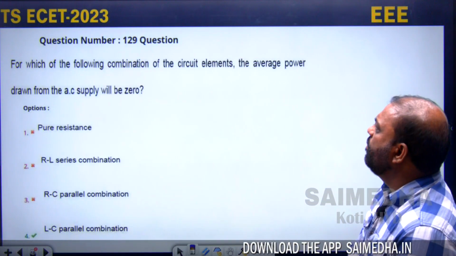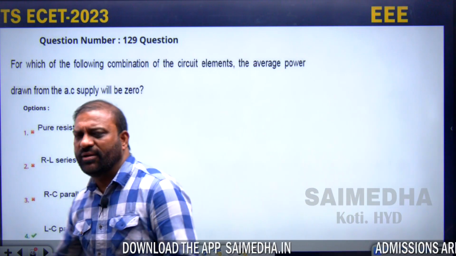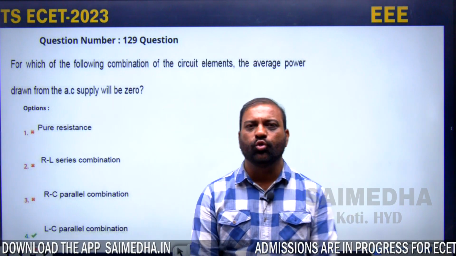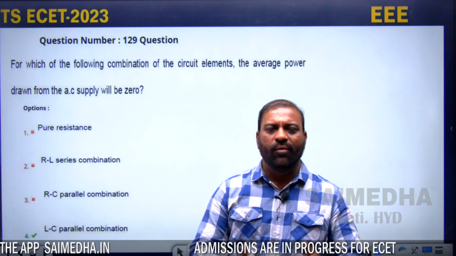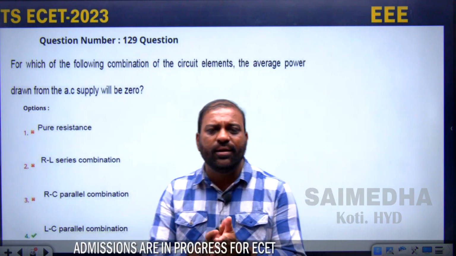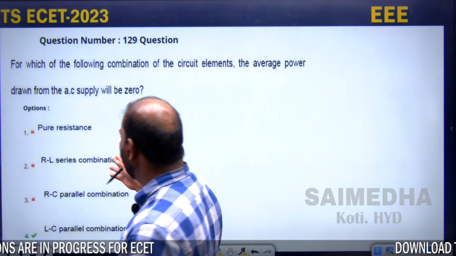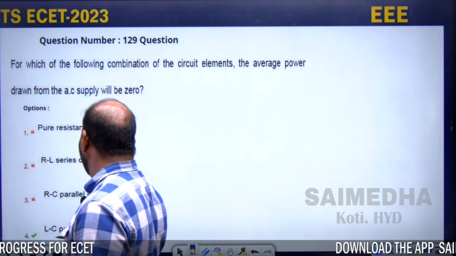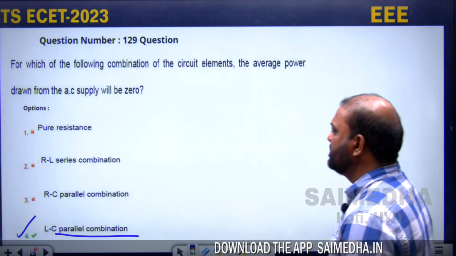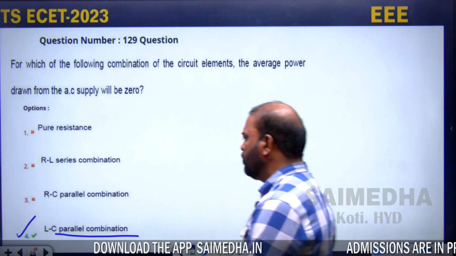For which of the following combinations of circuit elements will the average power drawn from the AC supply be 0? Generally, the power dissipated by a pure inductor is always 0. The power dissipated by a pure capacitor is always 0. Similarly, the power drawn by a pure inductor over a complete cycle is 0. But for a parallel LC combination also, the average power drawn from the AC supply is 0.